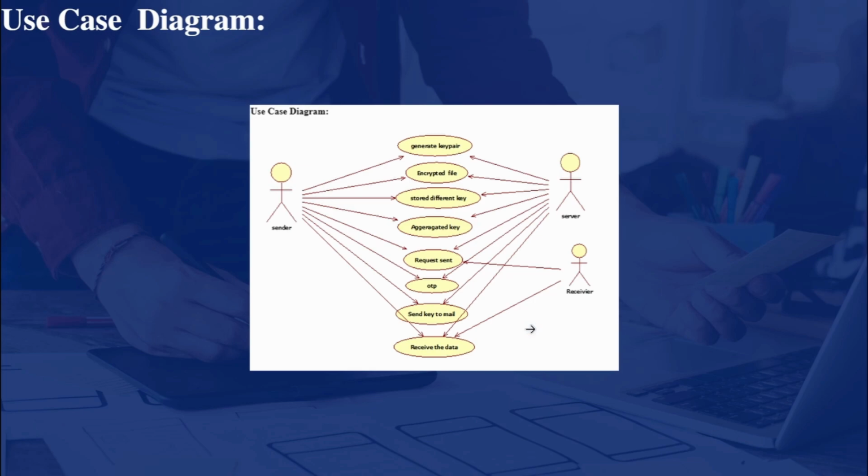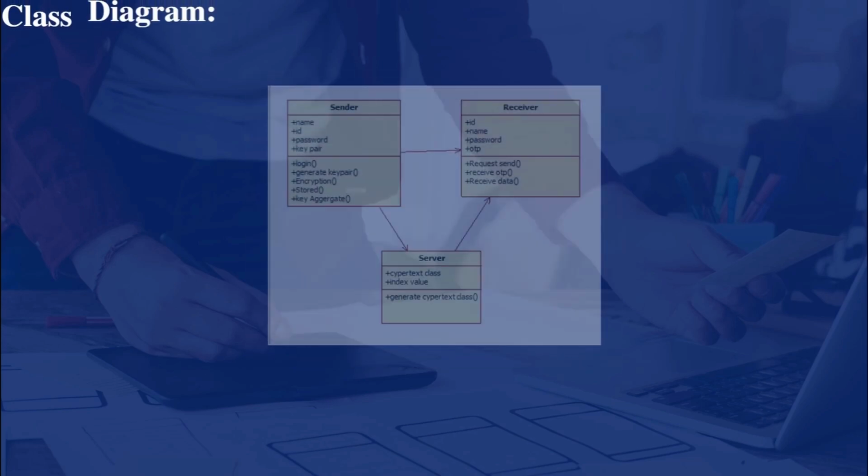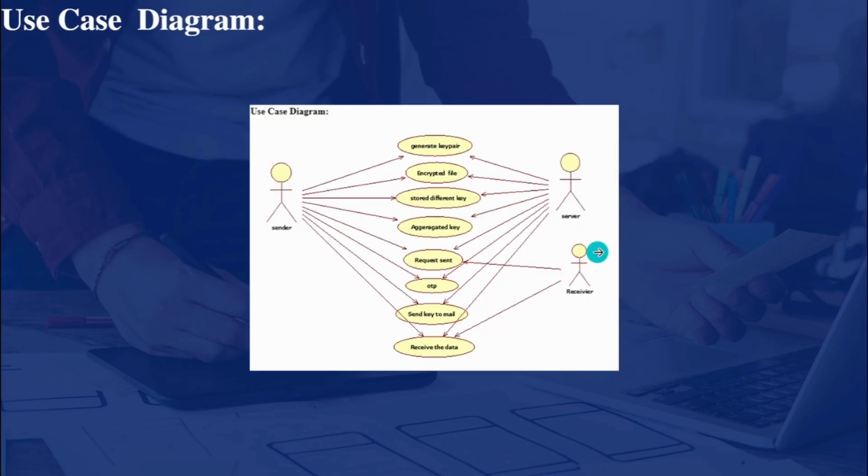So what is the aim of different types of cloud concepts? Whenever I'm going to store something in the cloud architecture, it should be protected by strong cryptographic techniques. Generate key pair, encrypt file, store different keys. I can go for aggregated key, request sent, OTP, one-time password. I can send some key to the mail and receive the data. So you can see what is the role of a sender and what is the role of a receiver. The server can generate the key pair, encrypt the file, and store different keys. From this arrow, you can see the role of a sender and the role of a receiver.